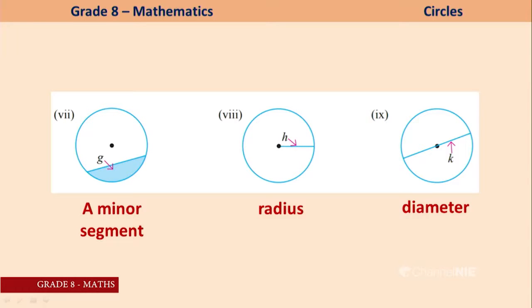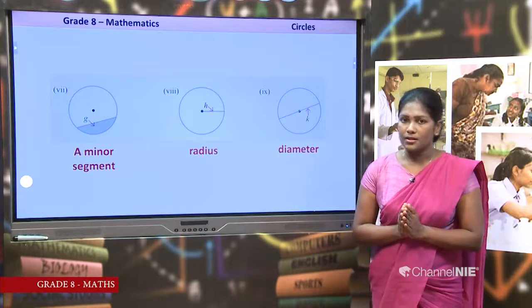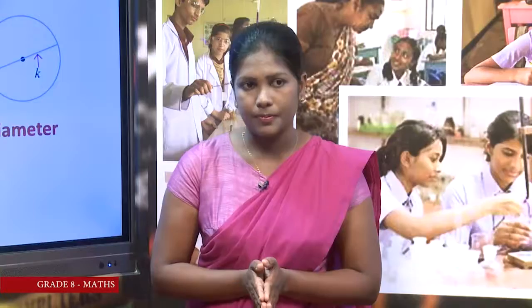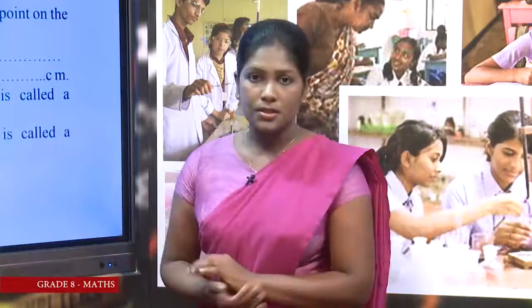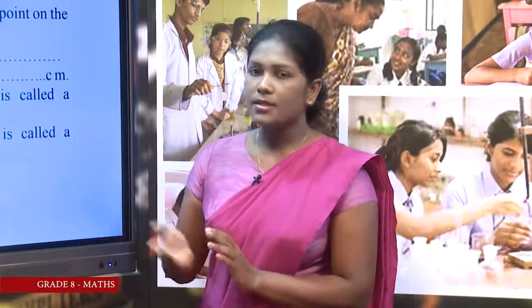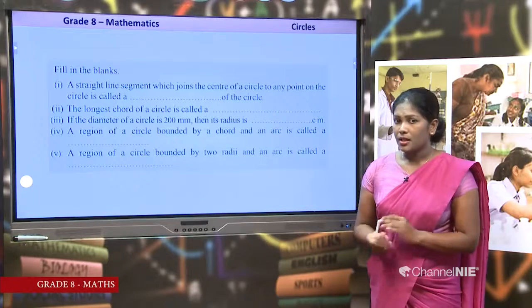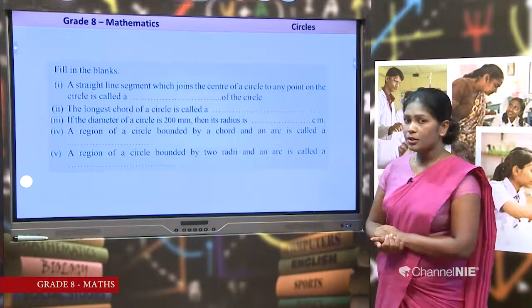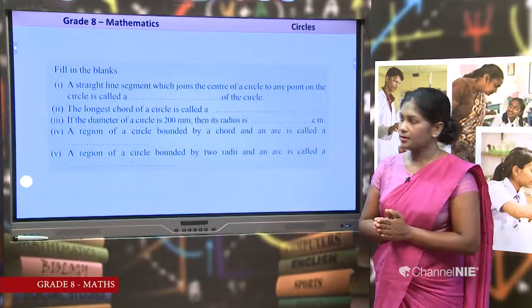Okay children, now you know the topics and parts of the circle. So, we hope to do the second question. What is the second question? Fill in the blanks. Can you join with me? Yes. Try to do the first one. First read the question, then you can do that.